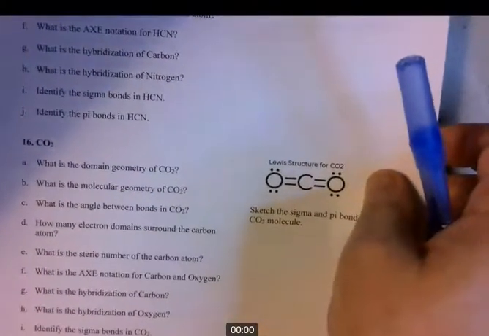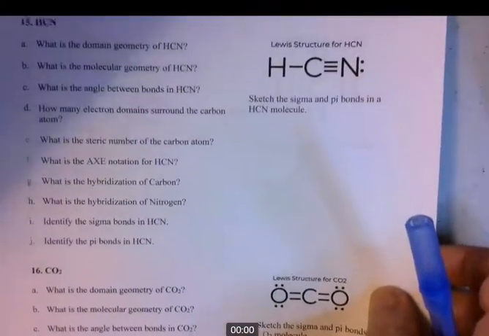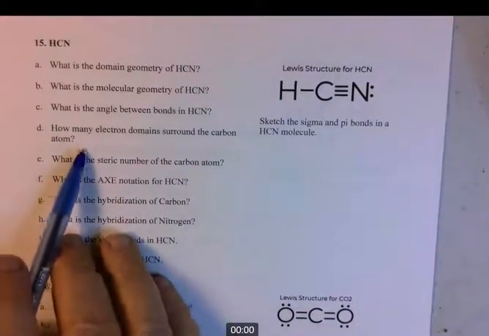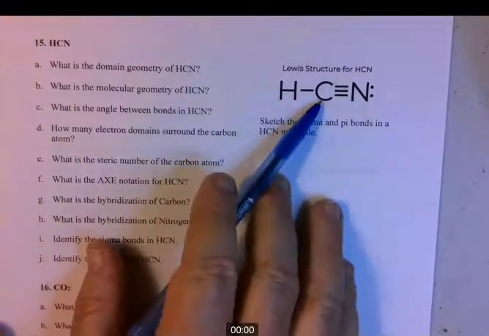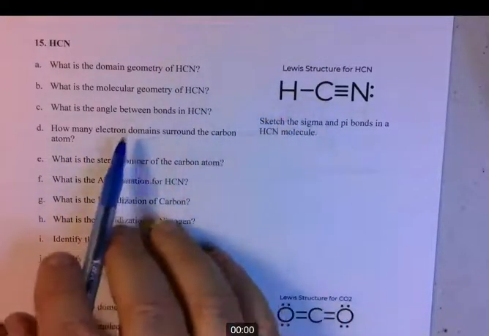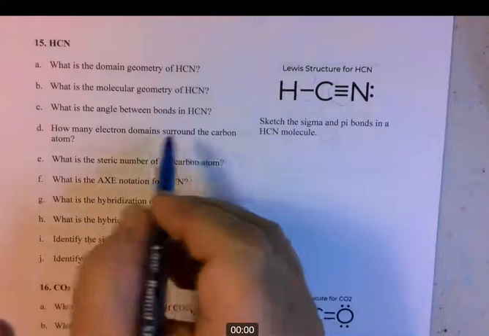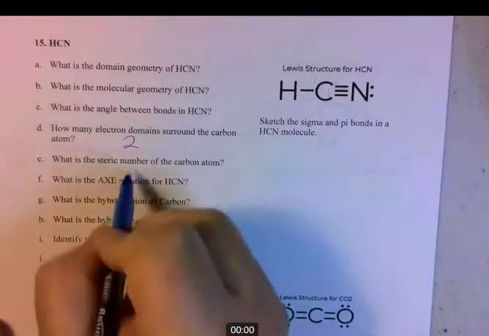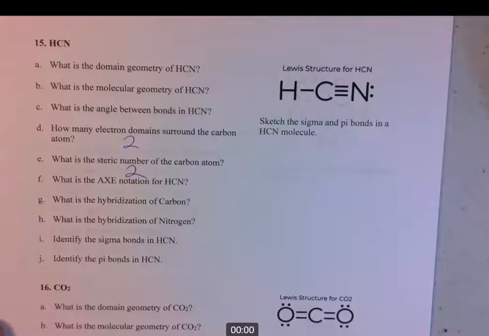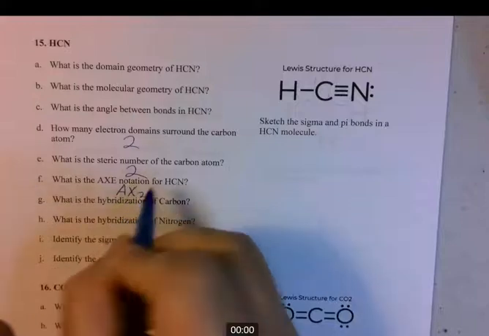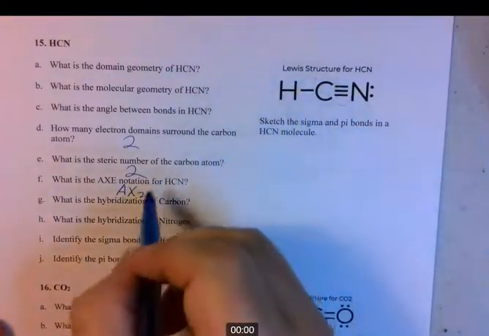Okay. We are now to 15 and 16. Alright, we're almost done. So this assignment, once you get the hang of these, can go pretty quickly. I think the only thing I made a little trickier for you is that you should start down here at D. So we got hydrogen cyanide, so HCN. How many electron domains? There's 1 and there's 2. So the electron domain surrounding the carbon is 2, and the steric number is 2. What is the AXE notation? So it's A, X, there's 2 bonding areas, and no lone pairs around the carbon.